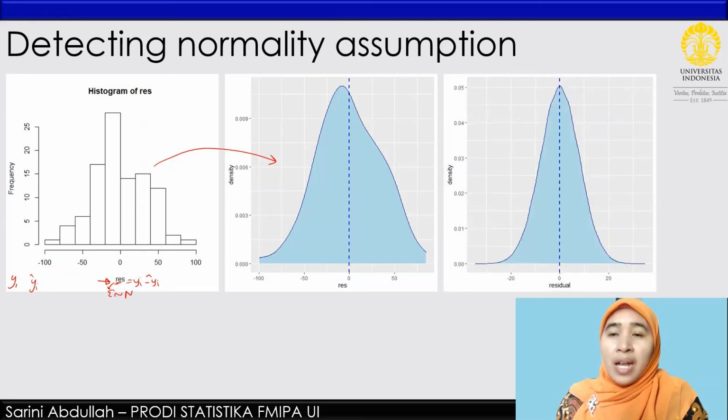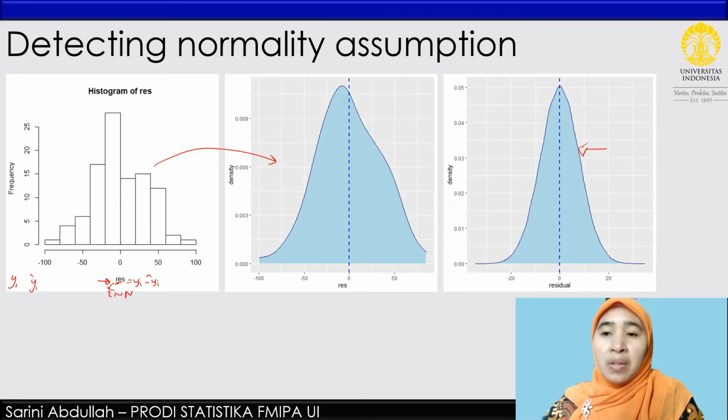While if we have the one on the right side here, this is a perfect one. It would be very nice if we can have something like this, but something slightly different from this pattern is still acceptable for the normality assumption.